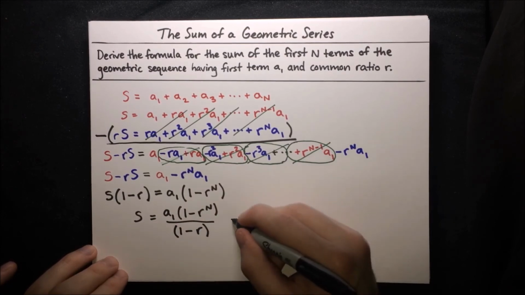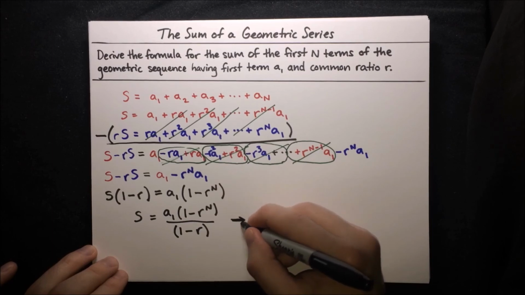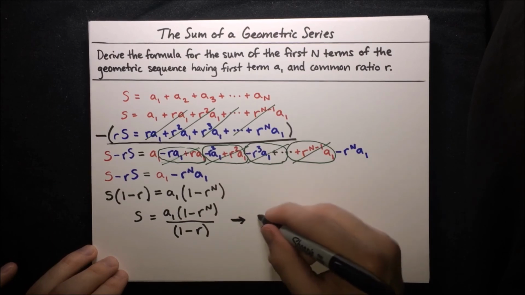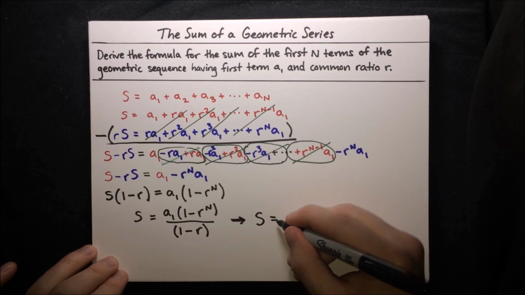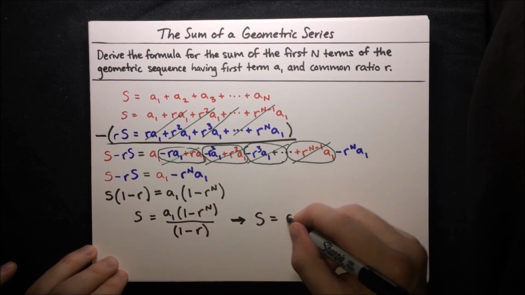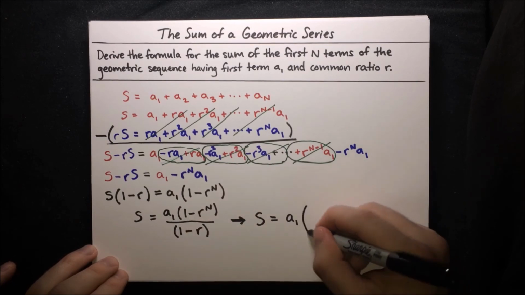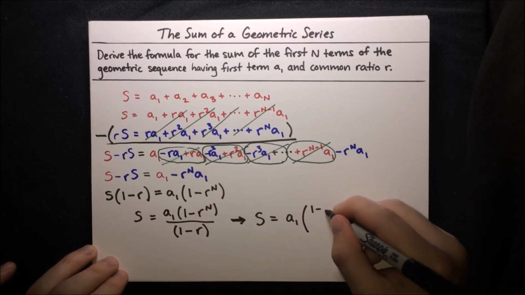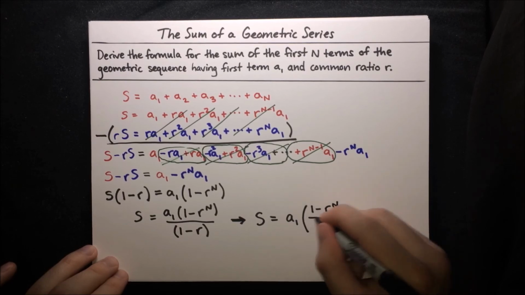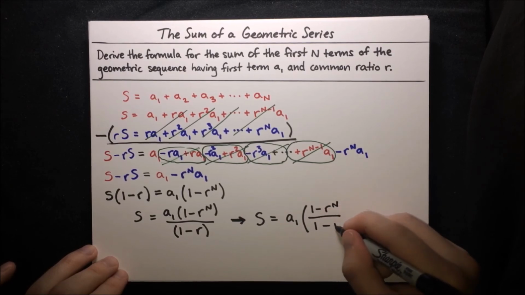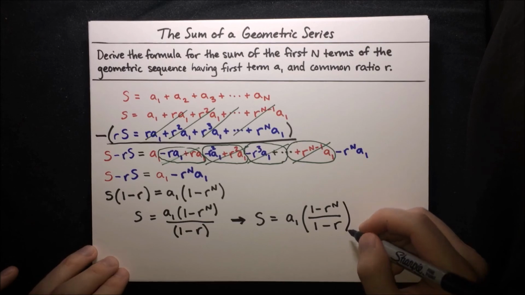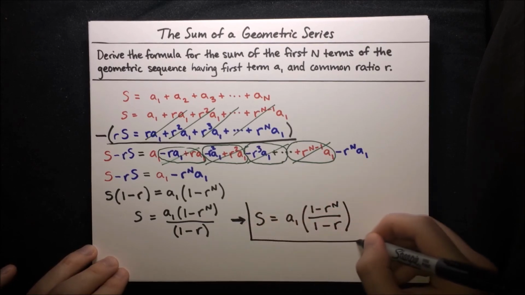And just to clean that up a bit, make it a little more elegant looking, we can write it as S equals, pull out that a1 in front, and then combine the parentheses on these fractions, write it as 1 minus r to the n over 1 minus r. And there we go. There is the formula.